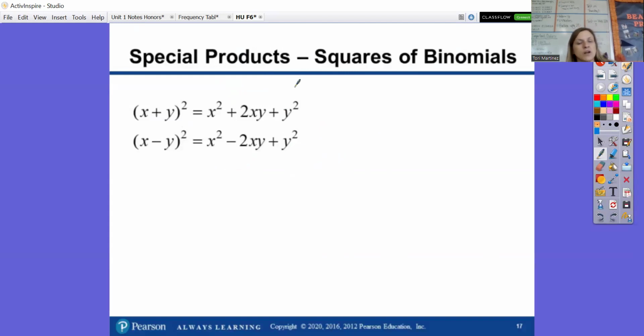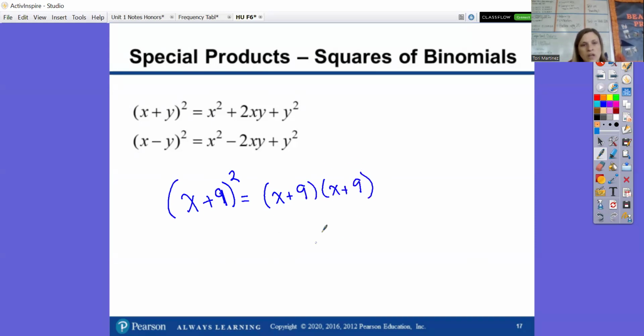We also have some squares of binomials, where these special products are. I don't think most people remember them. I honestly don't. Well, I do, but it's because I'm a math person. If I wasn't, I would never remember these. Really, what I always tell students is if you see x plus 1 squared, even if 1 doesn't make you feel comfortable, let's do 9. X plus 9 times x plus 9, and then you FOIL, distribute, and you get an answer. You don't have to memorize these.